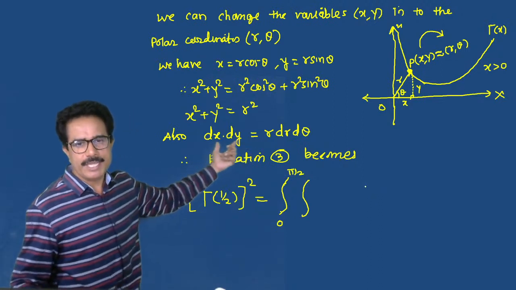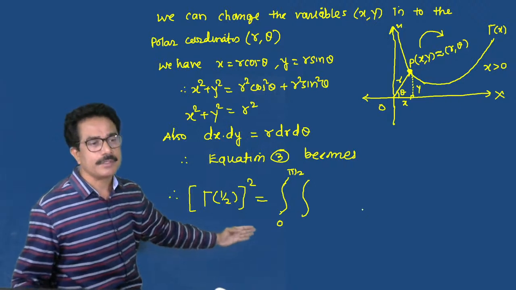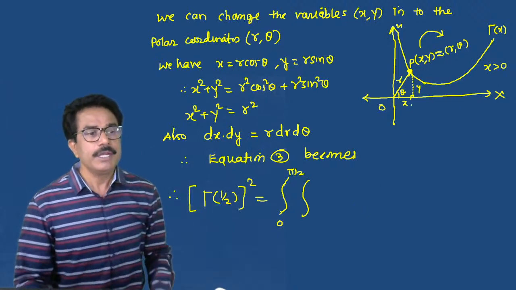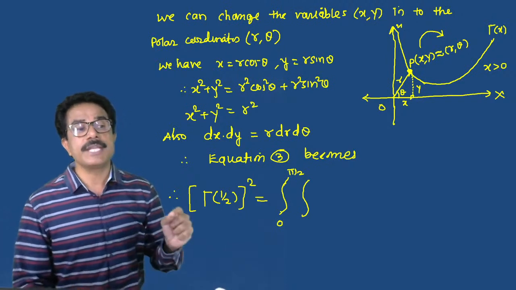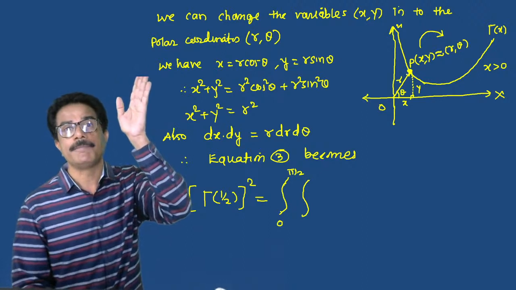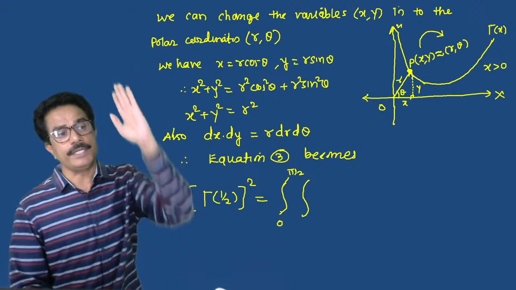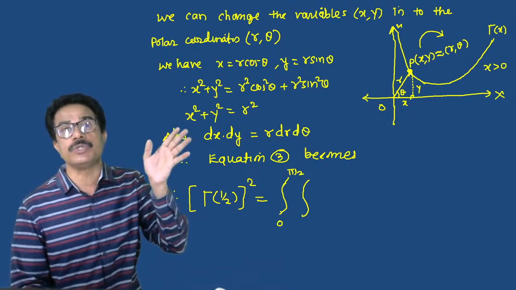We have to convert dx dy into r dr d theta. So theta will be 0 to pi by 2. Now we can take the value of r. If x tends to 0, then gamma x tends to infinity. That means the point P tends to infinity when x tends to 0.